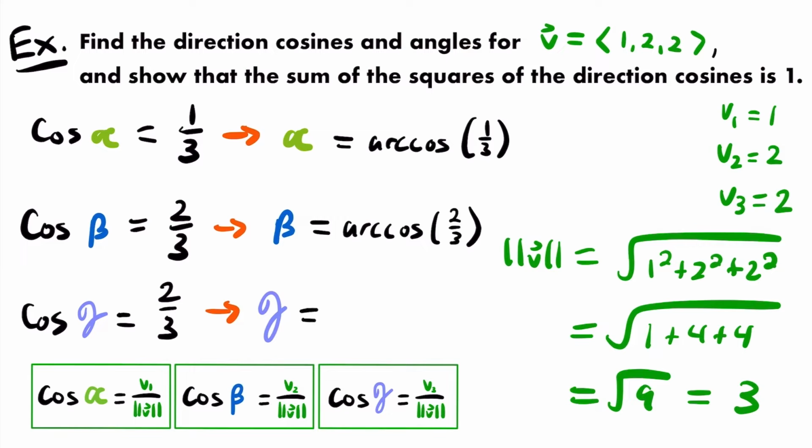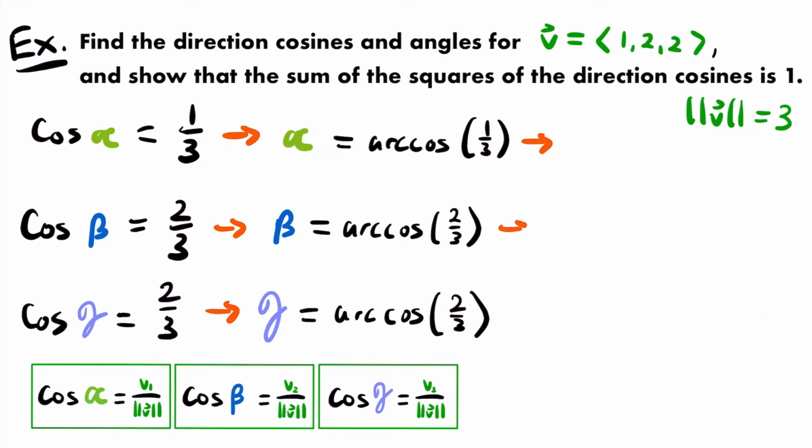And gamma will be equal to arc cosine of 2/3 as well. All right, so now all we have to do to find alpha, beta, and gamma is plug these expressions into a calculator. If we do that, we will find that alpha is equal to 1.23 radians, and that's rounded off. There are more decimal places than that. I just decided to round off my radian values to 2 decimal places. And then if you like to work in degrees, alpha would be equal to 70.5 degrees.